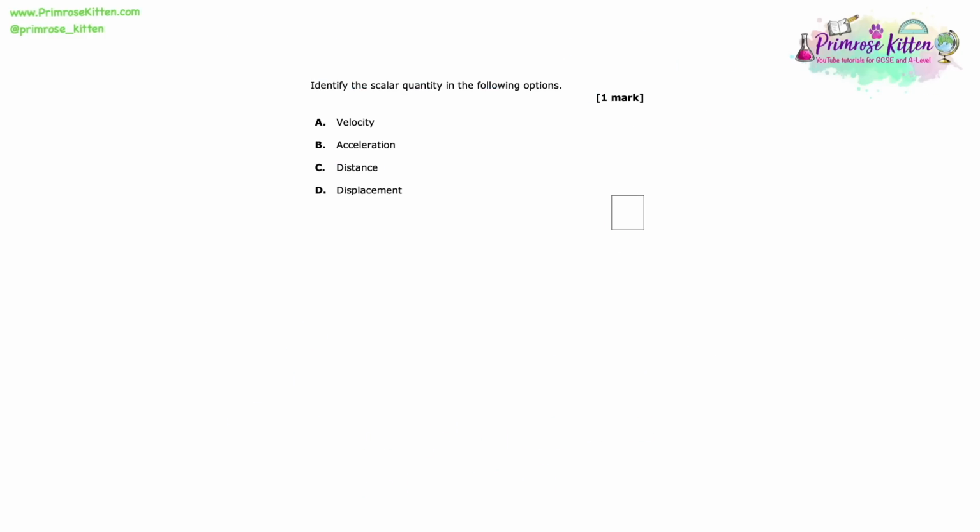Identify the scalar quantity in the following options. So here we've got velocity, acceleration, distance and displacement. Now this is just a fact recall question. We just need to know which of these are vectors and which are scalars. Velocity is of course a vector. Acceleration is also a vector because we can accelerate and decelerate.